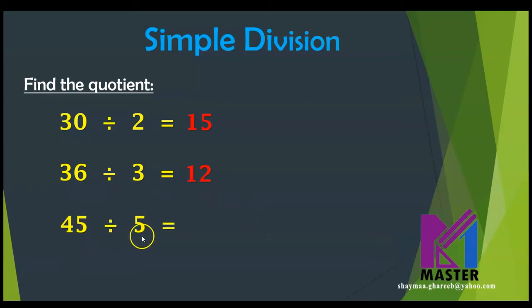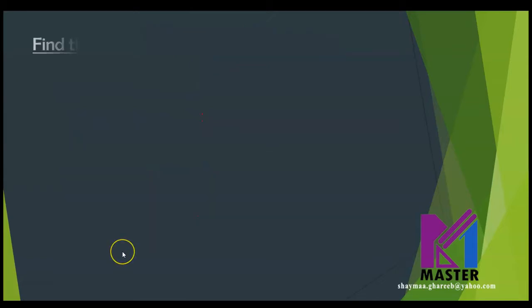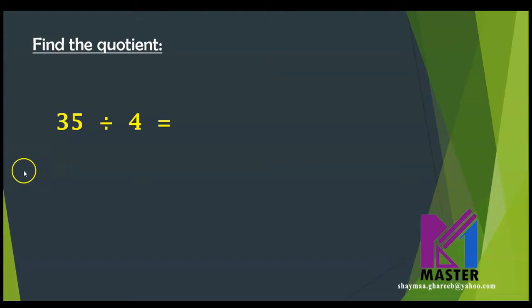45 divided by 5. How many 5's are there in the 45? You can keep counting by 5 until you reach the 45. Then find how many 5's are there in the 45, which is 9. 9 times 5 gives 45. Now let's find the quotient, but this time our answer will have a remainder.